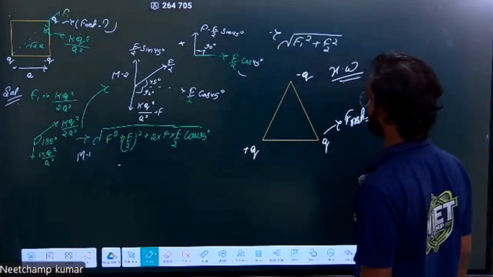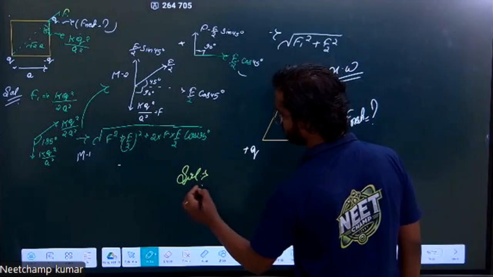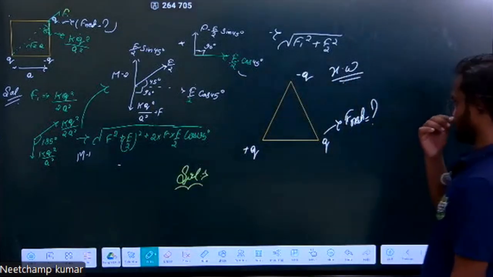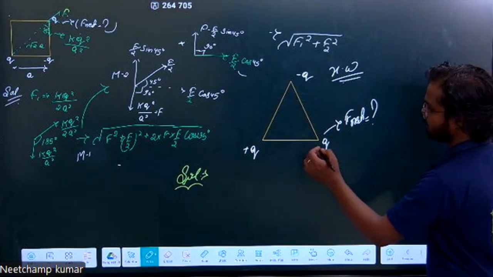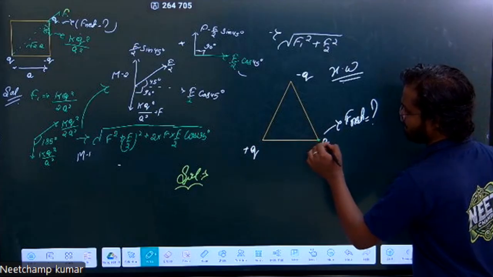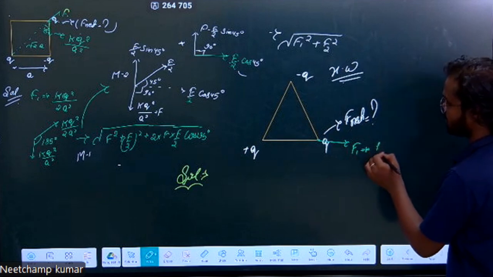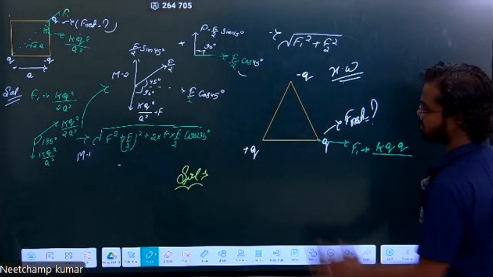Okay, so we are starting. This is our homework problem. We have to calculate the force on this charge. So basically, for calculating the force on this charge, we have seen that this is a positive charge, so it will try to repel in this direction with a force of F1, which is written as K, Q, Q. And as I mentioned, this is an equilateral triangle.